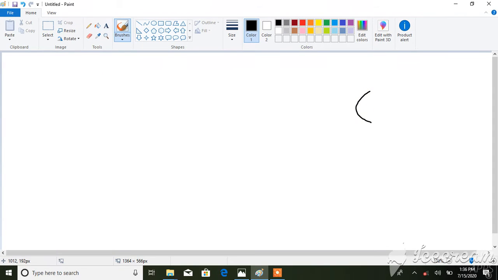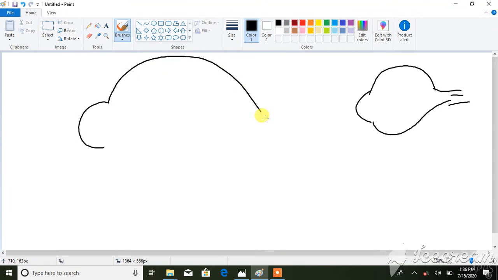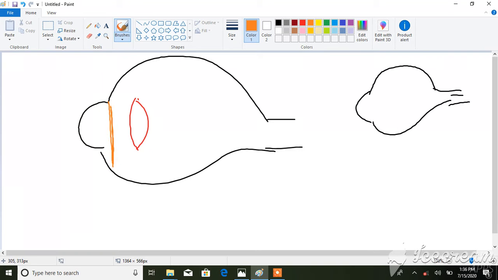Now this is the cornea, this is the sclera, and this is the optic nerve. Let me draw the big picture of the cornea. Here the lens is located. The space between the lens and the cornea is divided into two chambers: one is the anterior chamber, another is the posterior chamber.